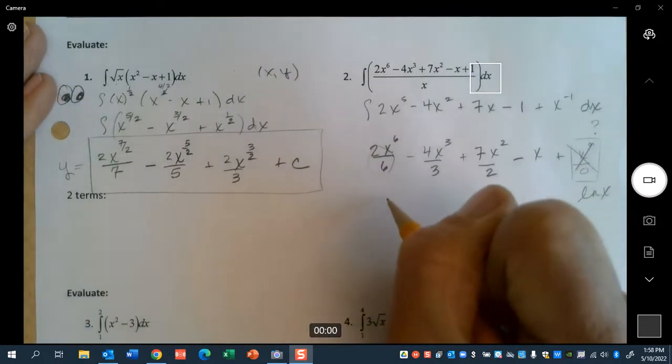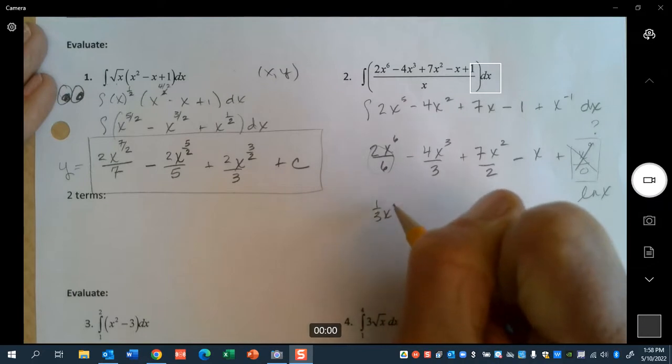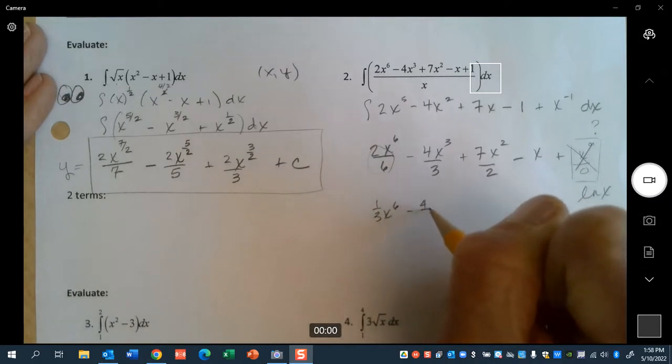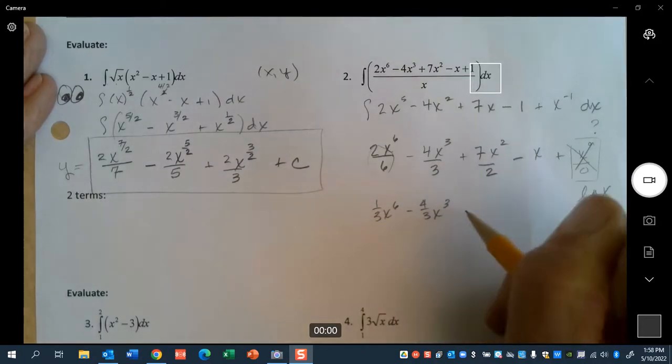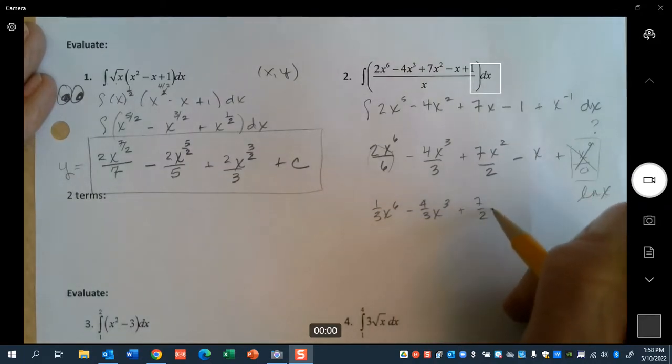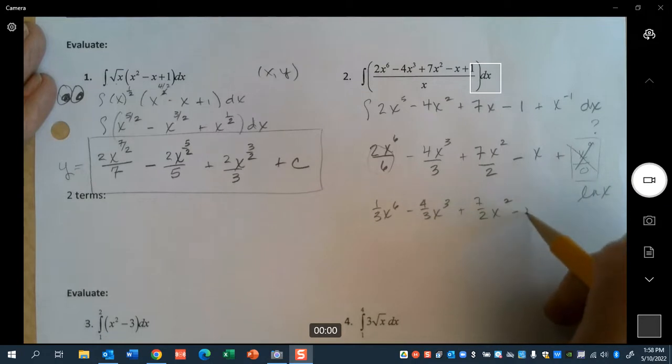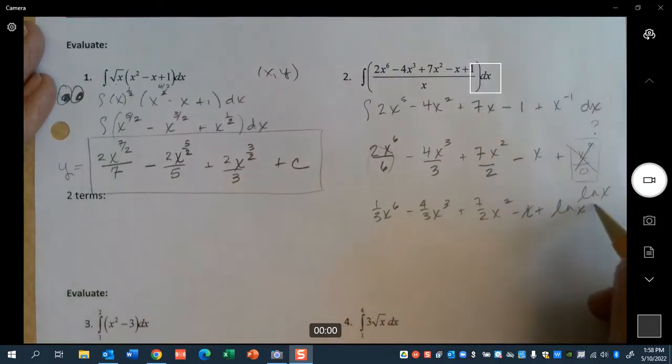So if I want to rewrite this, I can say it's 1/3 x to the 6th minus 4/3 x cubed plus 7/2 x squared minus x plus the natural log of x plus c.